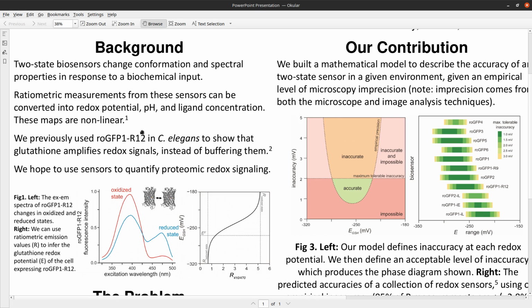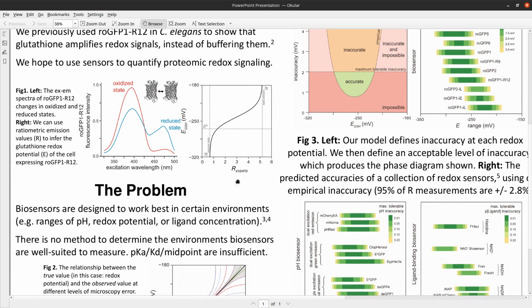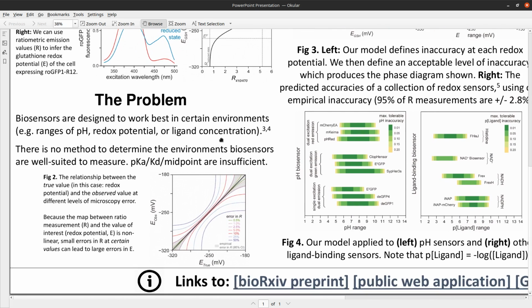But in all of these sorts of sensors, this map is very nonlinear. It's always some hill function. And our problem is that we often don't consider the error propagation from R to that value. So for example, in the redox sensor literature, authors often assume that sensors are good at measuring near their midpoint potential, or the pH equivalent is their pKa. But that's not always true.